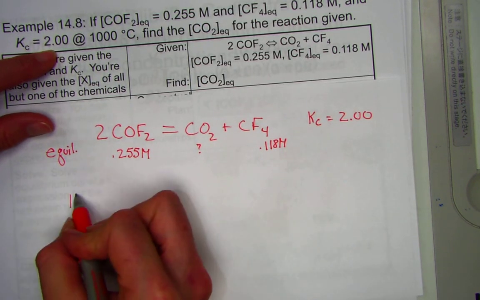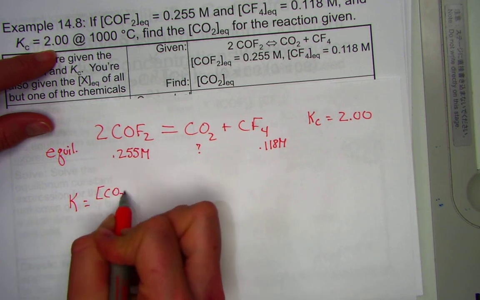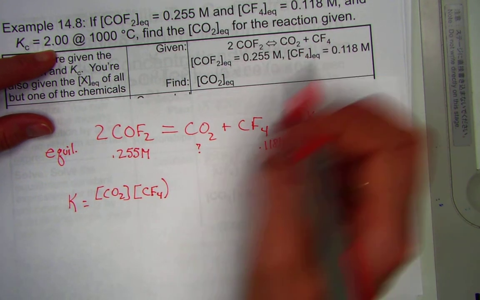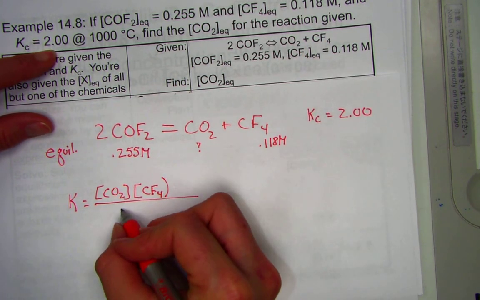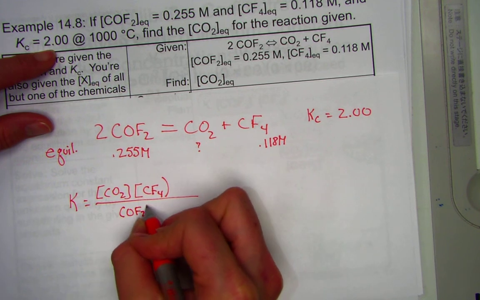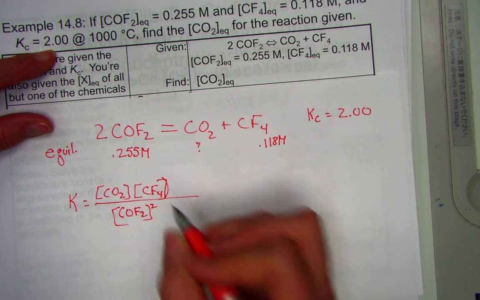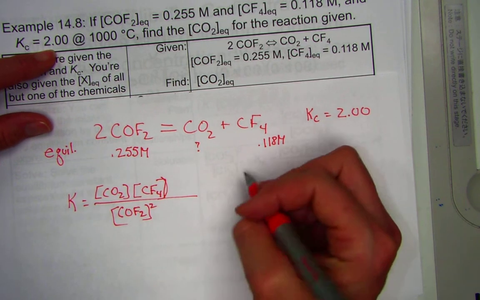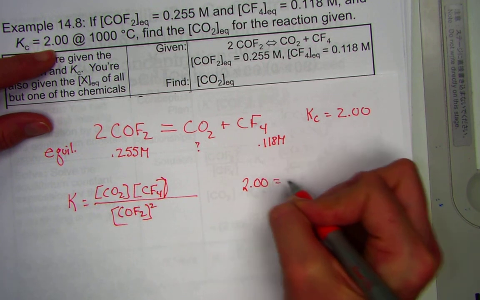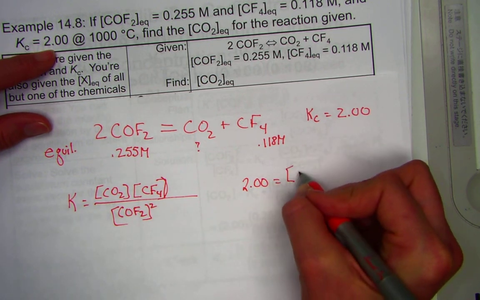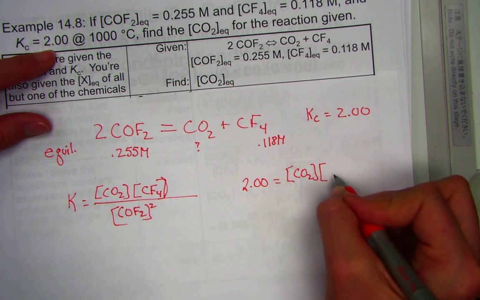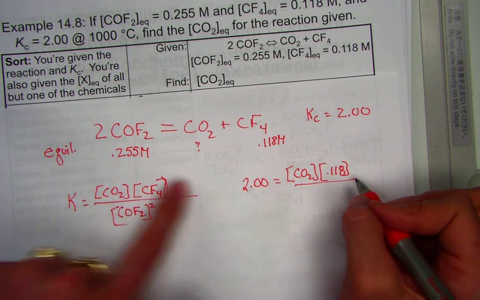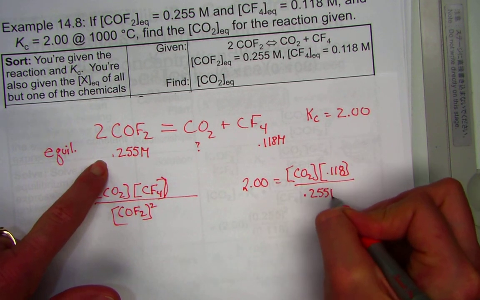What is the equilibrium concentration for the carbon dioxide? Well, the equilibrium expression is taking the products, each of those coefficients are 1s, set over the reactant squared. We know the K. We know 2 of the 3 ingredients. We're going to pull out the missing one. So 2.00 is equal to my variable, carbon dioxide, times the concentration, 0.118, products here multiplied, set over 0.255 molar.